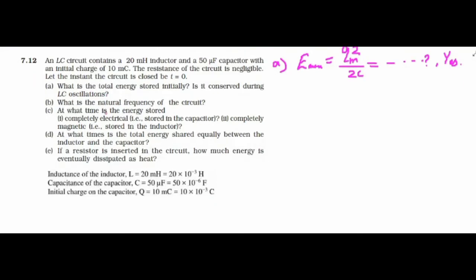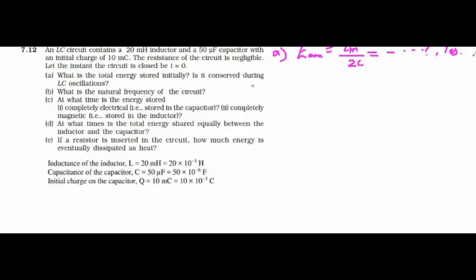Now come to part B. What is the natural frequency of the circuit? Natural frequency omega naught is equal to 1 divided by square root of LC. Substitute the values and you can find the value of omega naught. Once you get the value of omega naught, you can find the value of nu naught also, the natural frequency of the circuit.